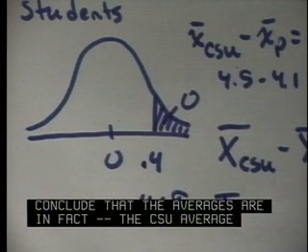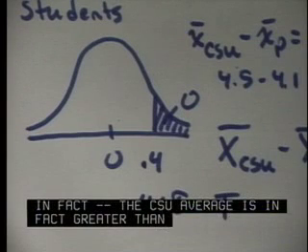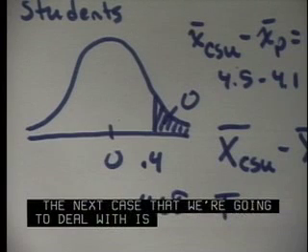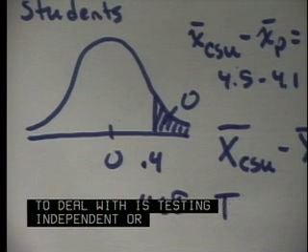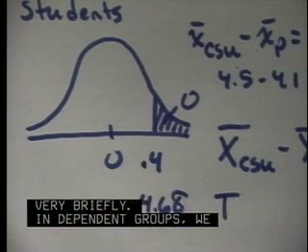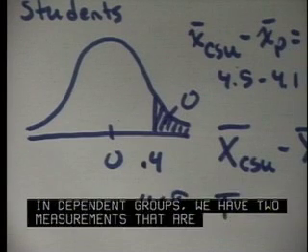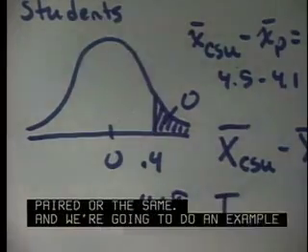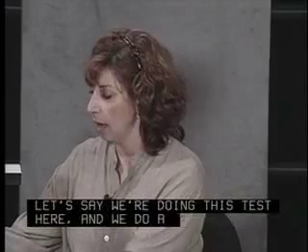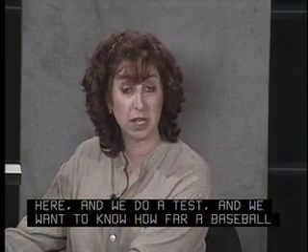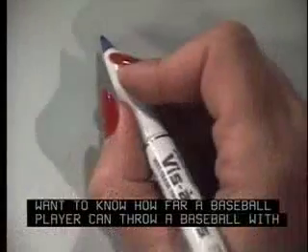the private university average. The next case that we're going to deal with is testing independent or dependent groups, and I'm going to go over that very briefly. In dependent groups, we have two measurements that are basically paired or the same, and we're going to do an example with that. Let's say we do a test and we want to know how far a baseball player can throw a baseball with the dominant hand versus the weaker hand.